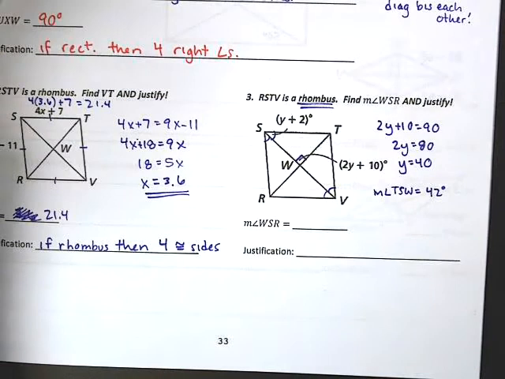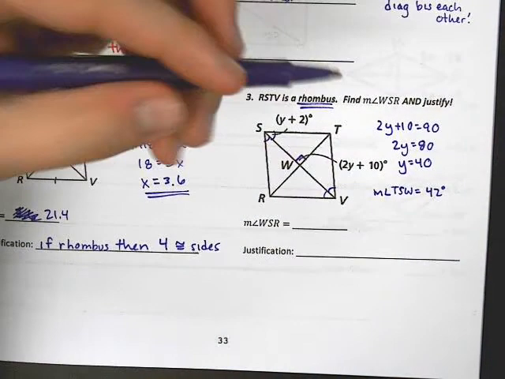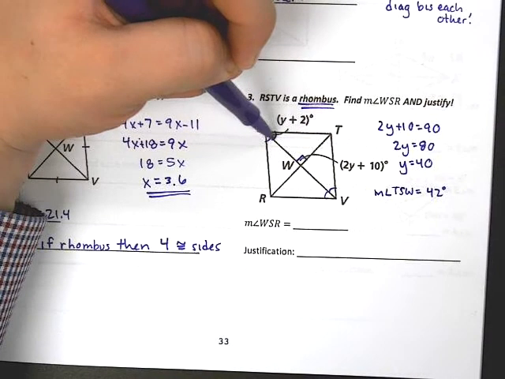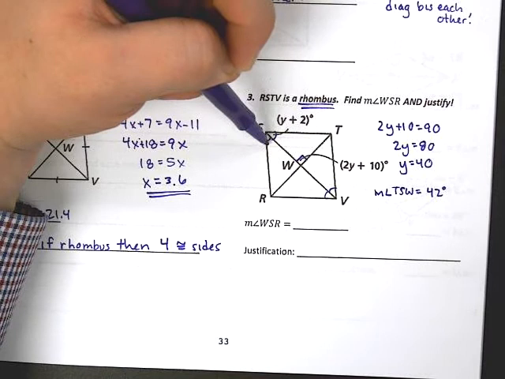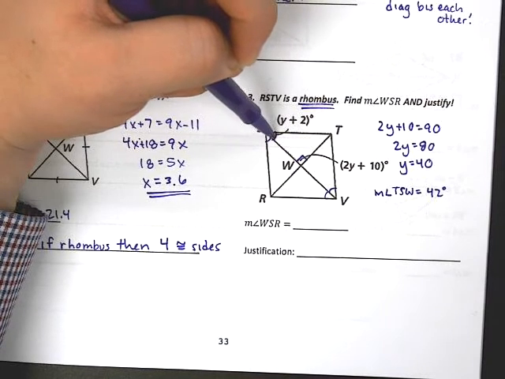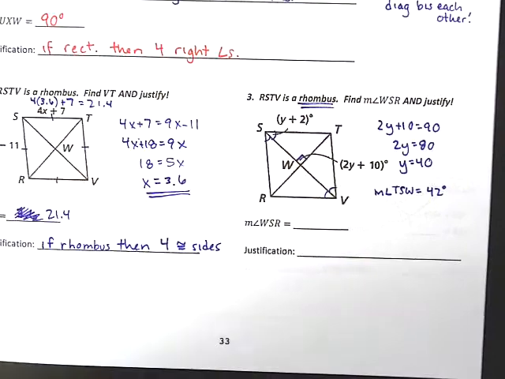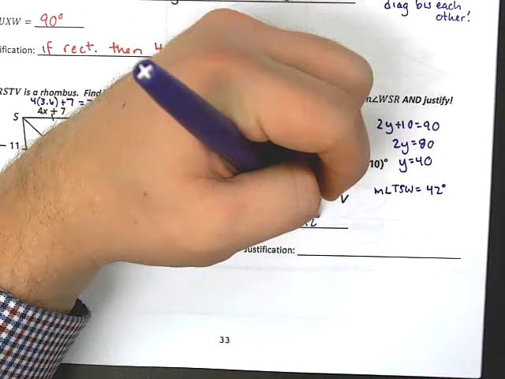What we have to kind of keep in mind is the relationship that because this is a rhombus, the diagonals bisect the opposite angles, so whatever I have over here is equal to this one over here. So WSR is also 42 degrees.